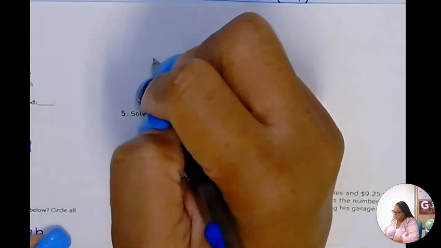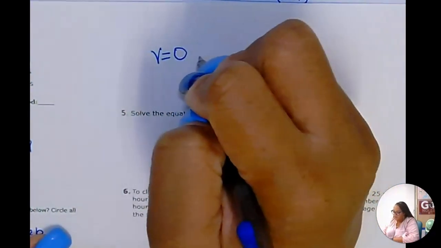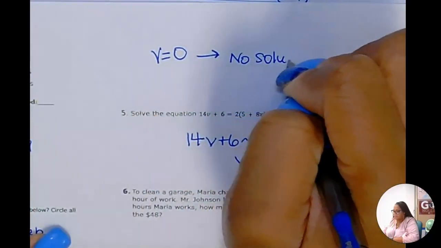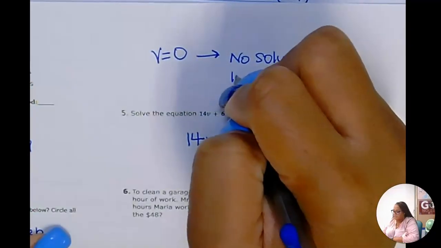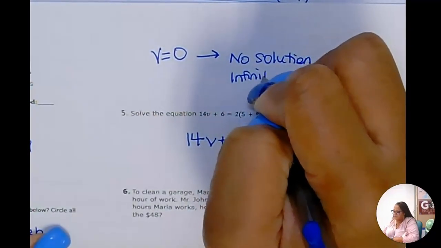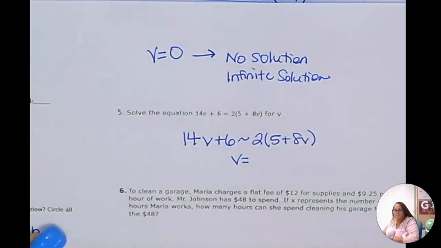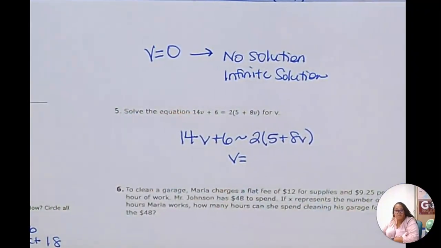Remember, if you have v equals 0, you've got to determine, is it no solution or is it infinite solutions? So sometimes you have to check. But because this one isn't a multiple choice question, I'm not sure of what they're going to be asking for until I see the test.